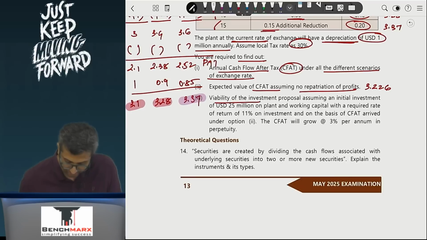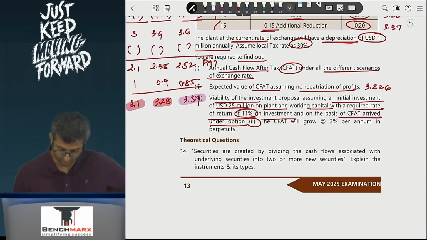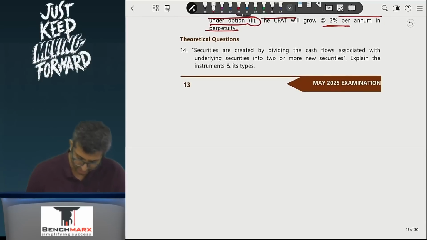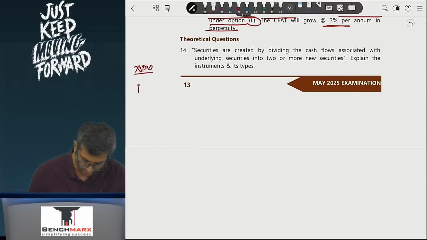The viability of the investment proposal, assuming an initial investment of 25 million on plant and working capital, and the required rate of return is 11%. That is a discounting factor on investment, on the basis that cash flow arrived under option 2. So you have to take the expected cash flow as per option 2. Cash flow will grow at the rate of 3% per annum in perpetuity. So over here, the present value of future cash flow. So you want to find the NPV. For NPV, you need to do PVCI. Now what is your PVCI?